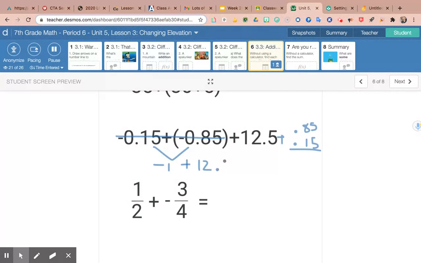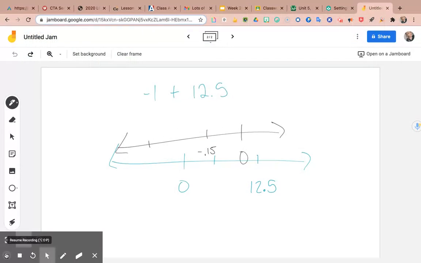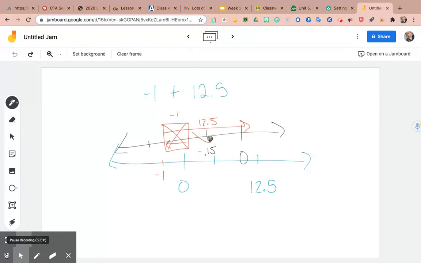So you can think of this as 2 ways. You can think of this as you have $12.50 and you owe $1. So how much is left? Or you can think of this with number lines. All right, so we have negative 1 and 12.5. So you can think of this as I go back 1, and then I go forward 12.5. So I'm going to take away the piece that crosses over, and so I'm left with 11.5.